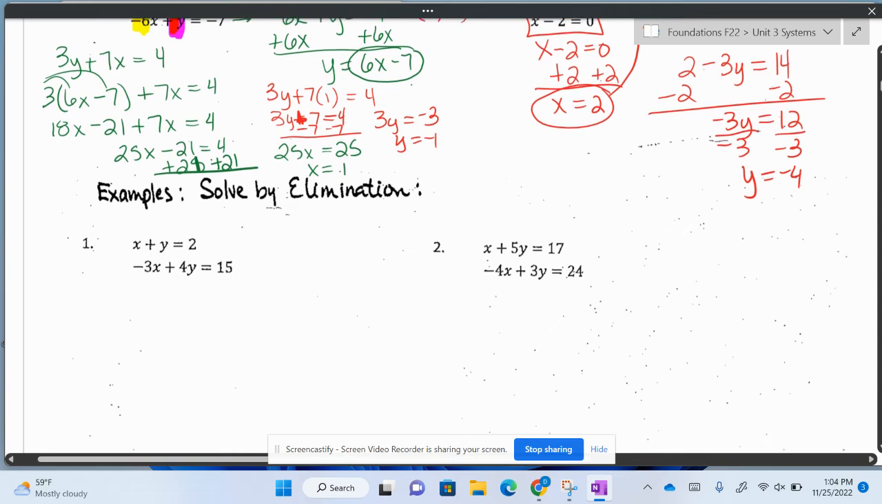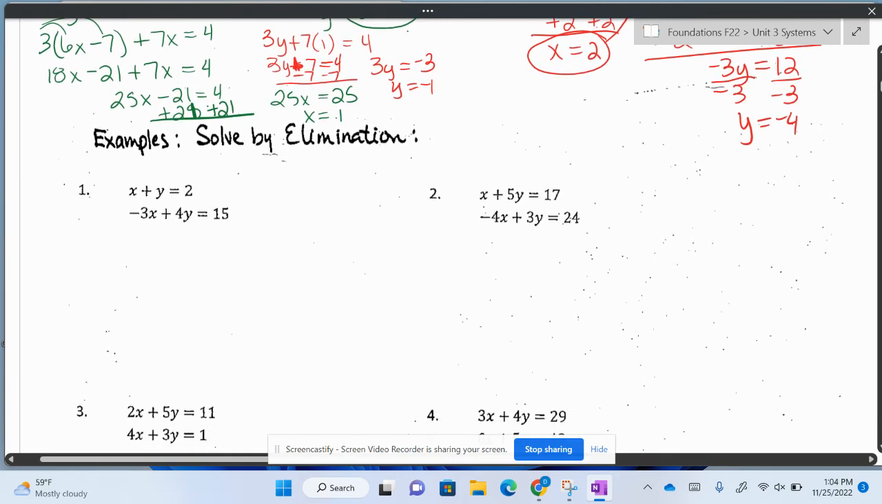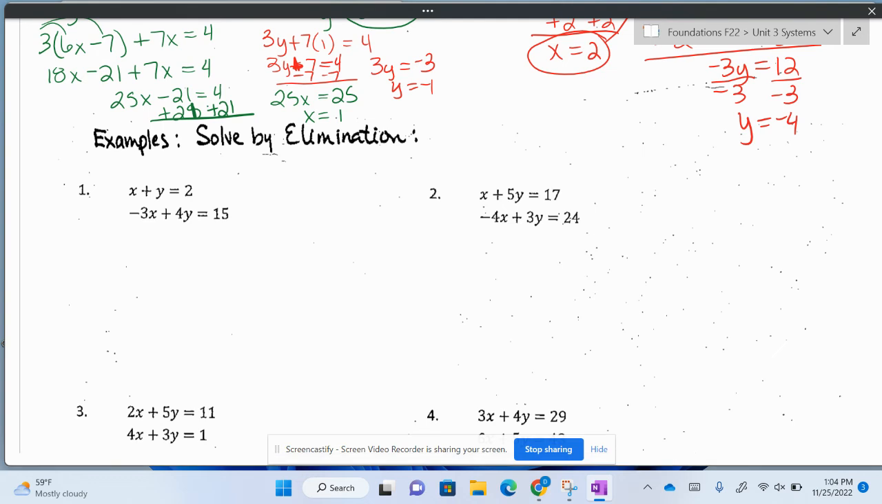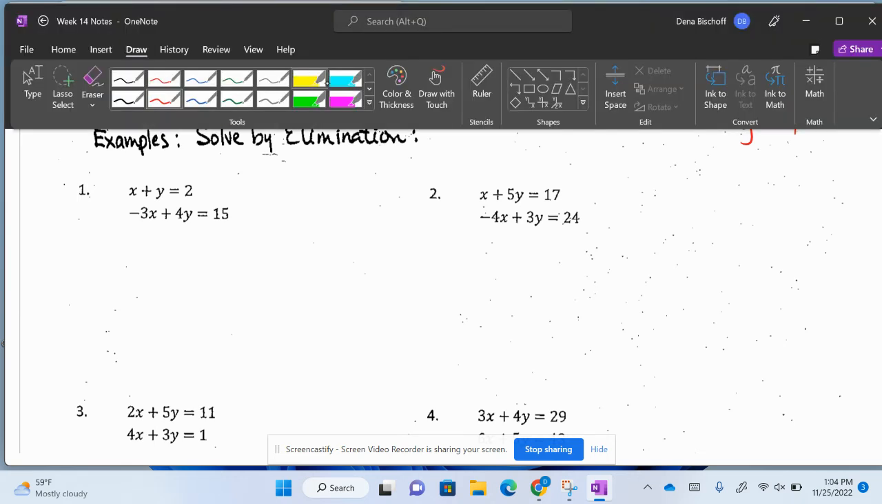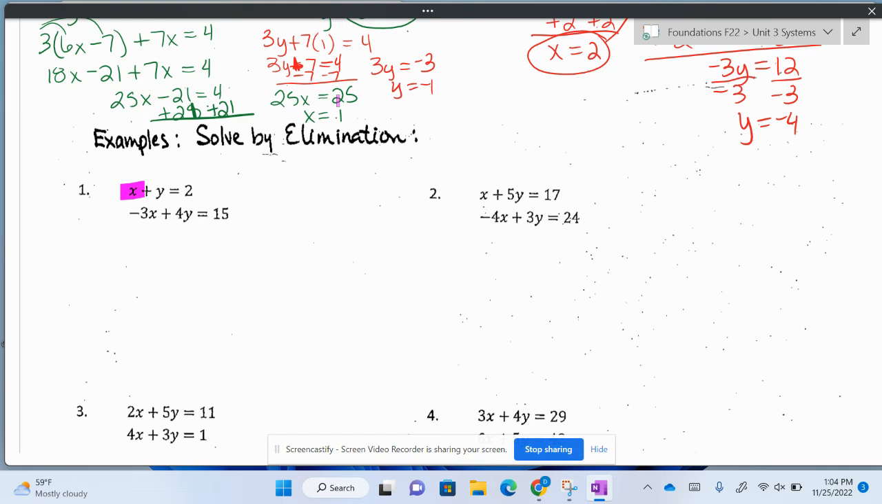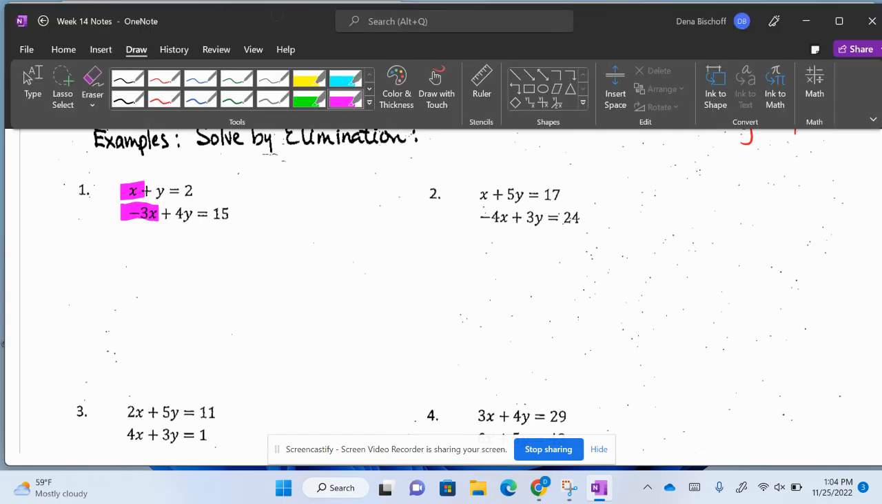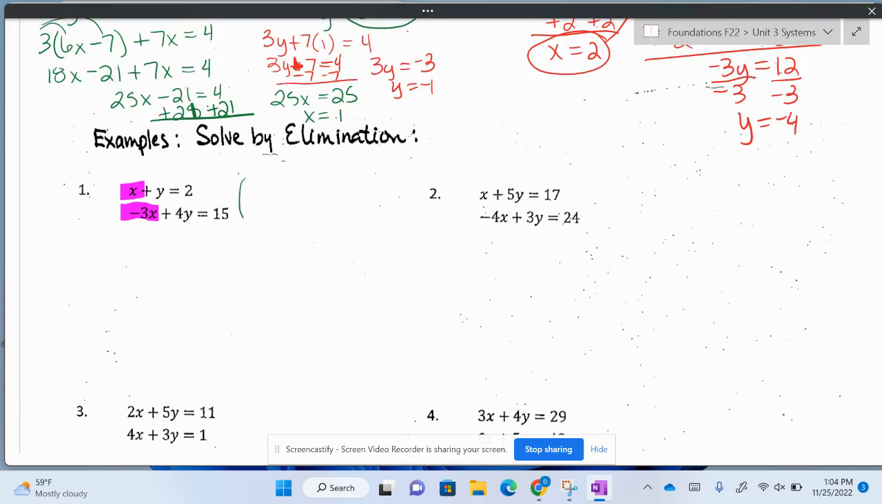Okay, so now we're going to solve using elimination. Remember, the key to using elimination is you want to have the same coefficients on your x's or your y's, but they need to be opposites. So if I wanted to eliminate the x's in this first system, I would need to multiply my top equation by 3.